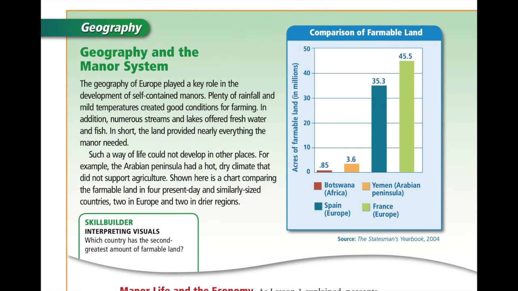Geography and the manor system. The geography of Europe played a key role in the development of self-contained manors. Plenty of rainfall and mild temperatures created good conditions for farming. In addition, numerous streams and lakes offered fresh water and fish. In short, the land provided nearly everything the manor needed. Such a way of life could not develop in other places. For example, the Arabian Peninsula had a hot, dry climate that did not support agriculture. Shown here is a chart comparing the farmable land in 4 present-day and similarly sized countries, 2 in Europe and 2 in drier regions.